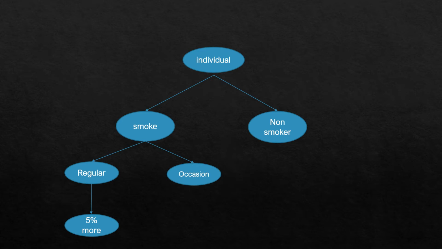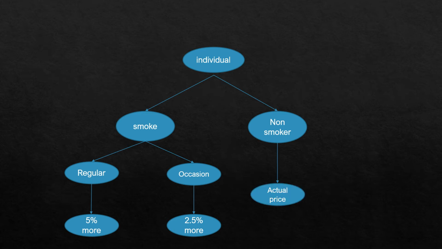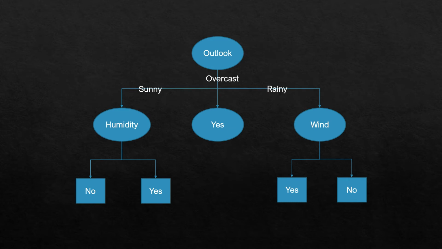And if it is an occasional smoker, then he needs to pay 2.5% more premium. Let's say the premium is $100, he needs to pay $100 plus 2.5% extra. And if it is a non-smoker, then he'll be paying the $100 itself, which is the actual price.